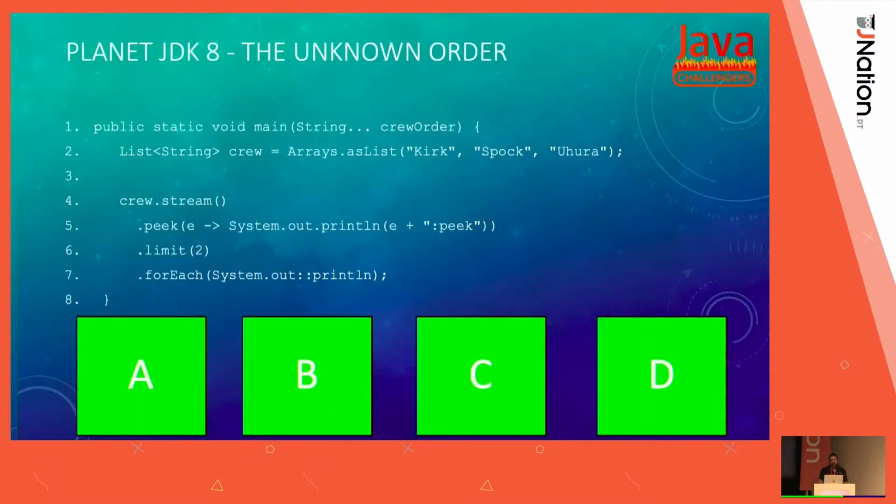Okay, so this is a challenge about streams and lambda. It's pretty simple here. We're just creating an array list. And we are using some methods in the stream here: peek, limit, and forEach. So let's see the alternatives then.